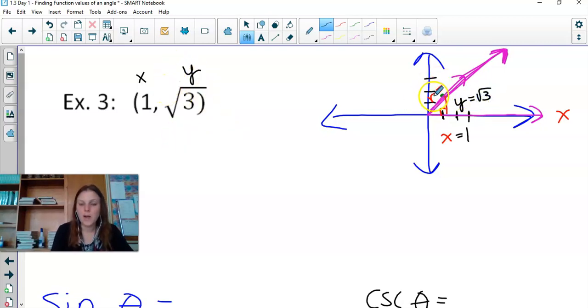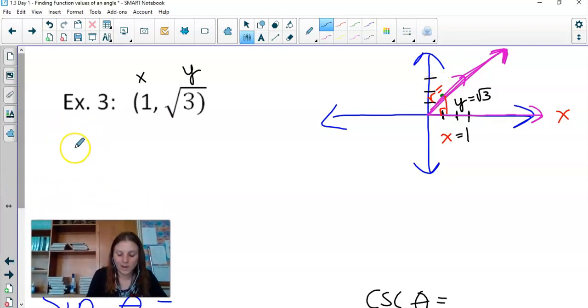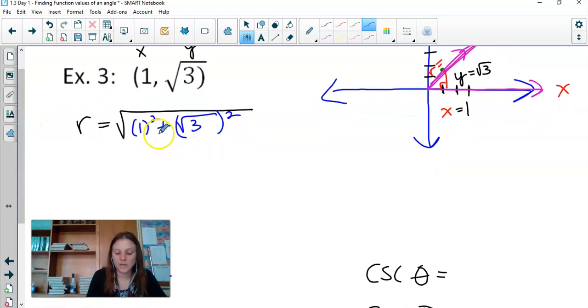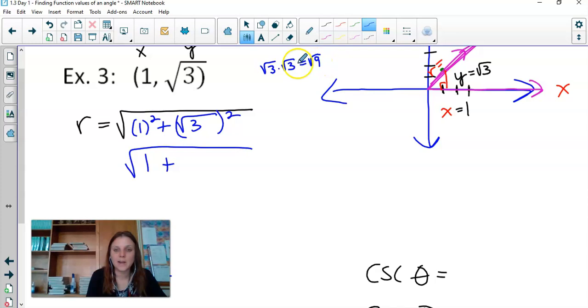And r, the hypotenuse, will be the Pythagorean theorem answer, which we can do right now. We're going to take the x squared plus the y squared and square root. Okay, hopefully you know 1 squared, 1 times 1 is 1. Square root of 3 times the square root of 3. Here's what happens. Square root of 3 times the square root of 3 is the square root of 9, and the square root of 9 is 3.